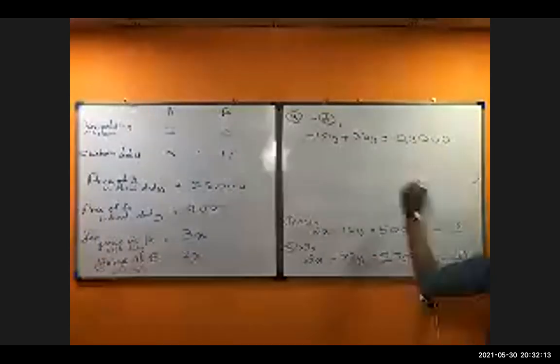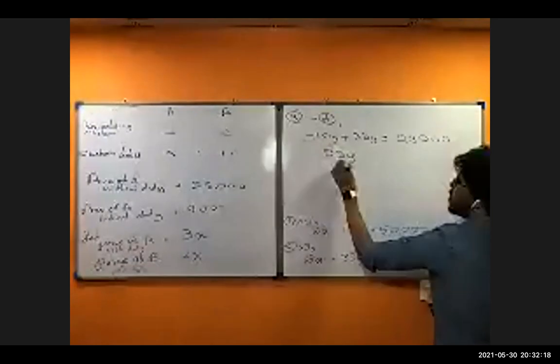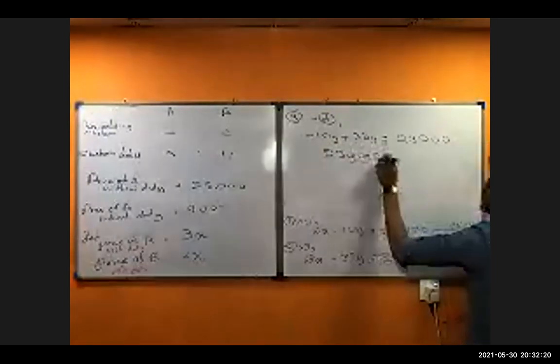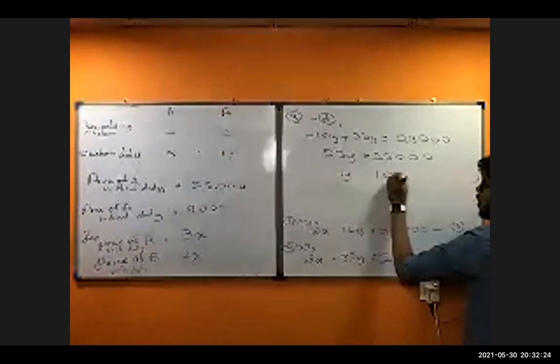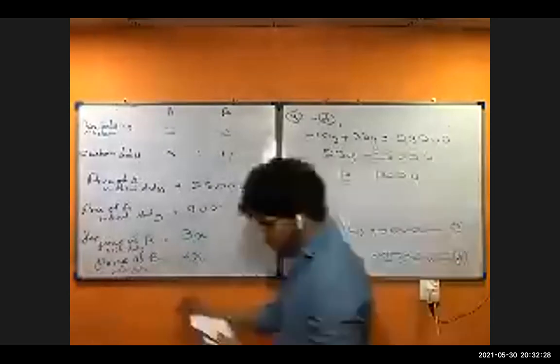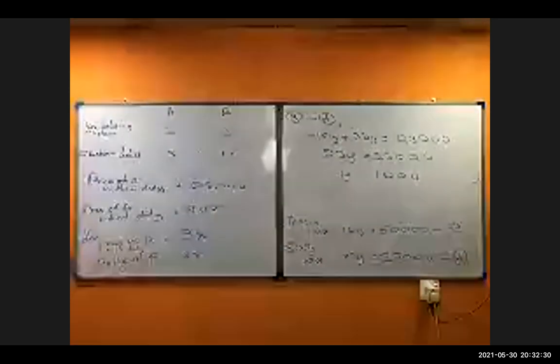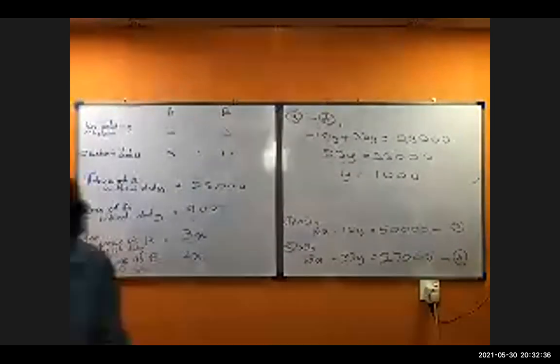Okay, so 33 minus 10, again I get 23y. 23y is equal to 23,000. So y is equal to what? 1,000. So y is equal to 1,000. In the question they are asking, find the custom duty of A and B.